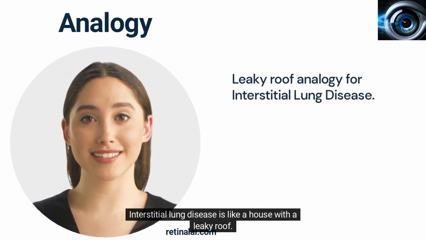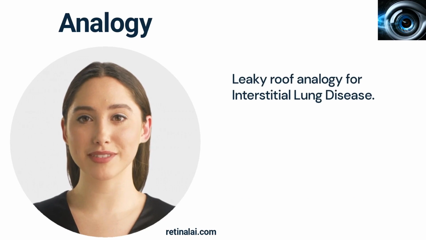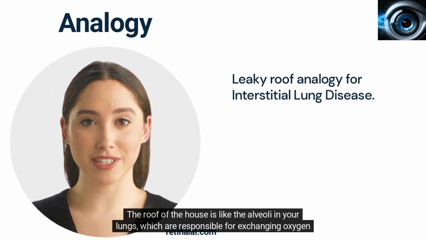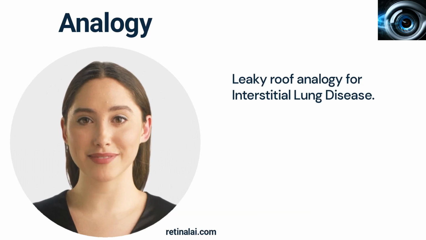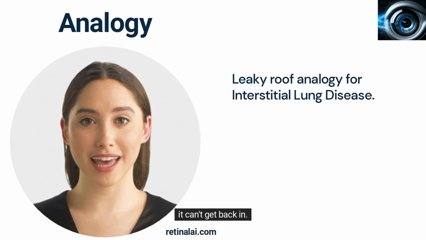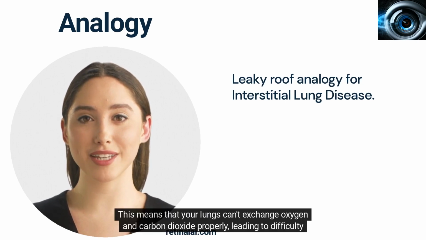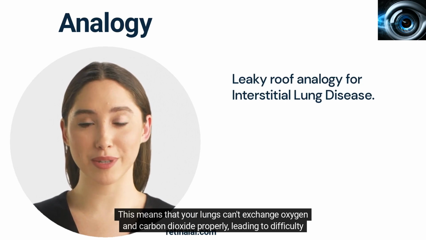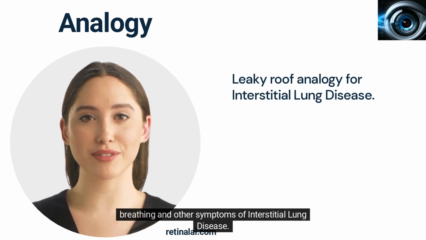Interstitial lung disease is like a house with a leaky roof. The roof of the house is like the alveoli in your lungs, which are responsible for exchanging oxygen and carbon dioxide. When these alveoli become damaged, it's like having a leaky roof. Air can escape from the house, but it can't get back in. This means that your lungs can't exchange oxygen and carbon dioxide properly, leading to difficulty breathing and other symptoms of interstitial lung disease.